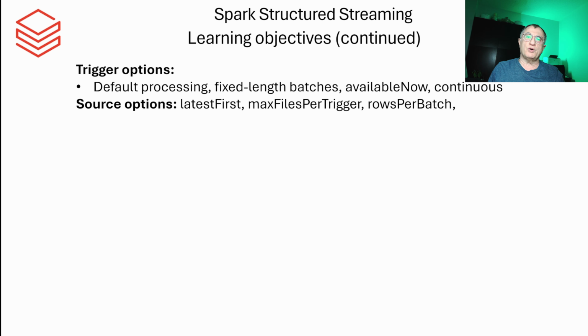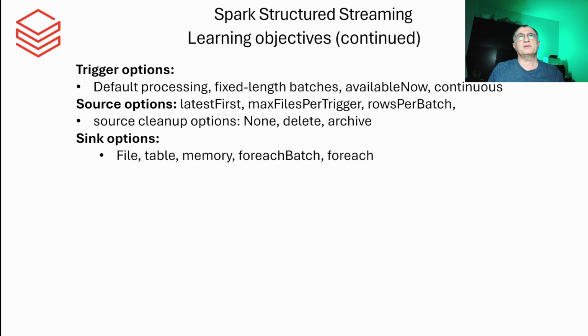Next, we're going to explore some source options. So Spark structured streaming can read from multiple source types, and depending on the source type, there could be some configuration options that can help you to change the streaming behavior. We'll also take a look at different sink or destination options, and we'll learn how to create custom destinations or sinks that can help you to overcome some of the streaming limitations.